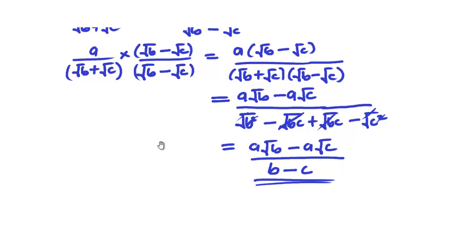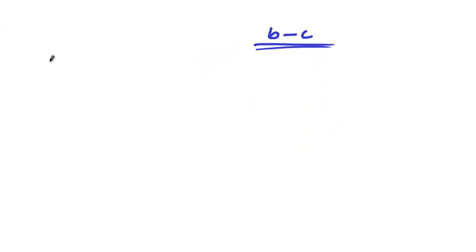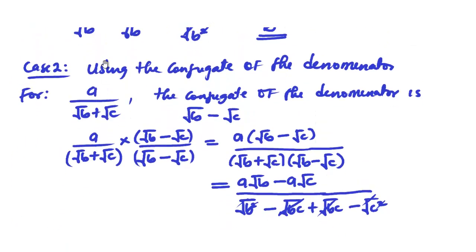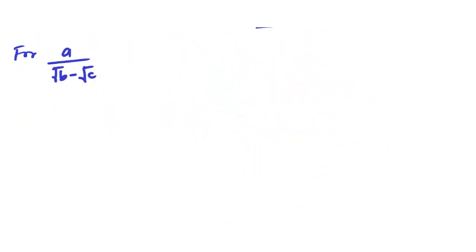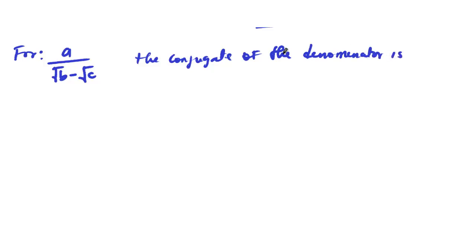another case. If you have it in this form, for instance, if you also have A over root B minus root C. Don't forget what I did here is A over root B plus root C. So I'm now using A over root B minus root C. So the conjugate of the denominator is what? Root B plus root C.